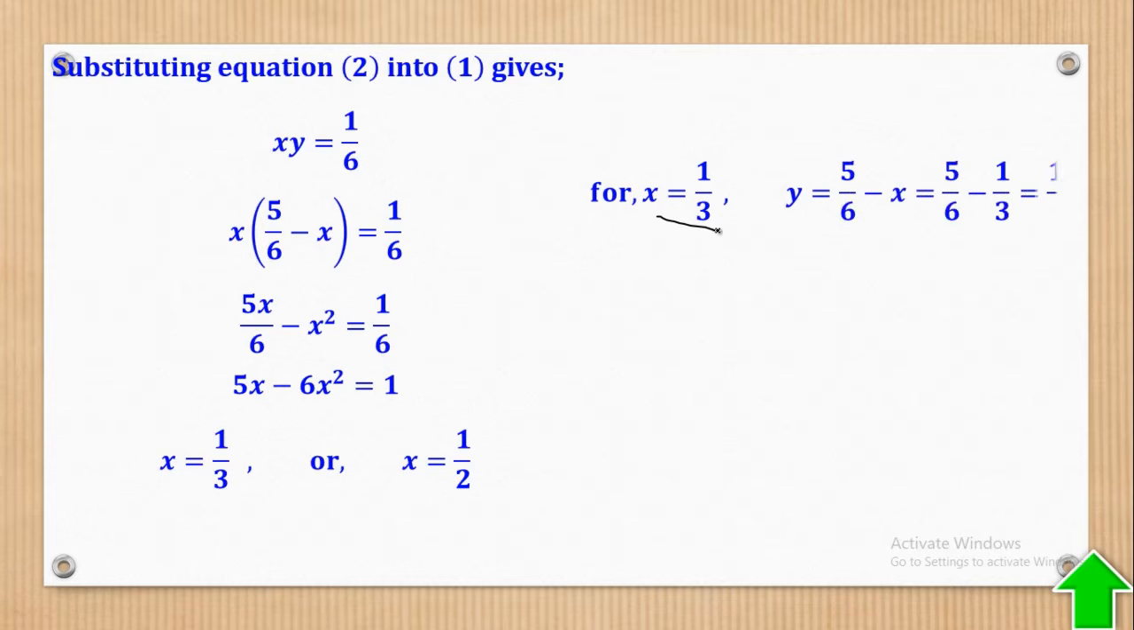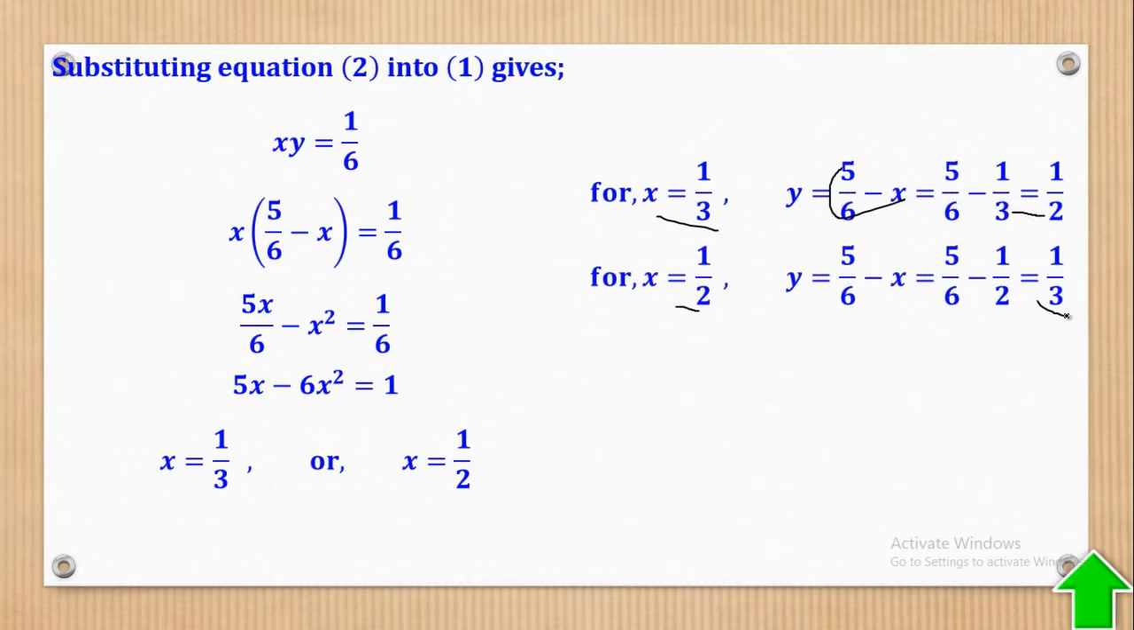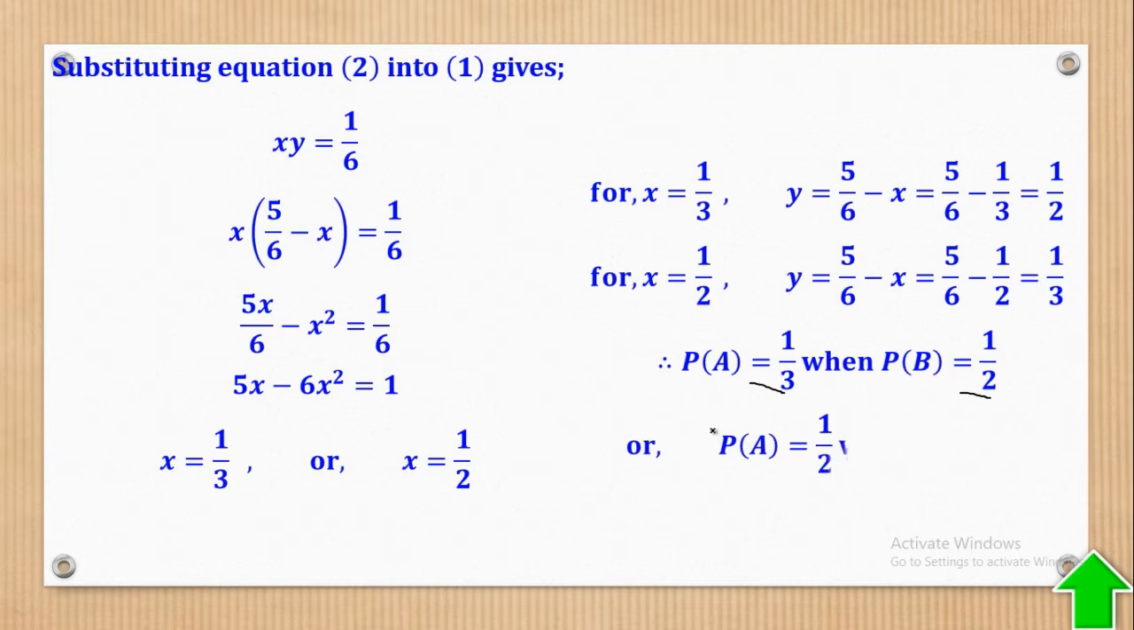Now for x equal to a third, I have to get the corresponding value of y, which will be a half. And for x equal to a half, the corresponding value of y will be a third. Therefore, I come and say that the probability of A is a third when the probability of B is a half, or the probability of A is a half when the probability of B is a third.